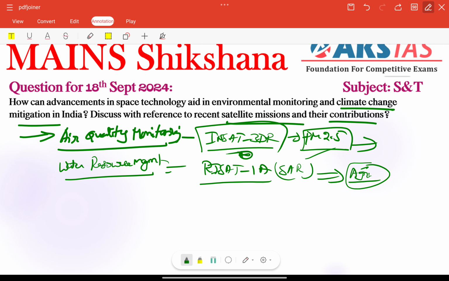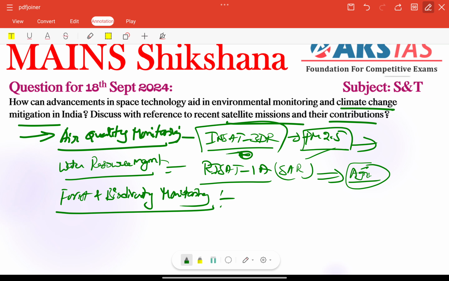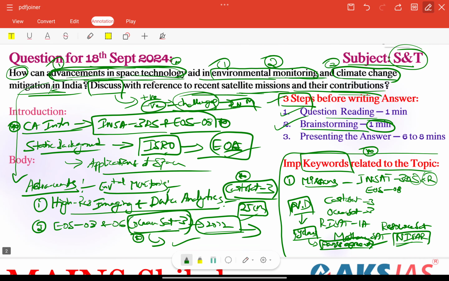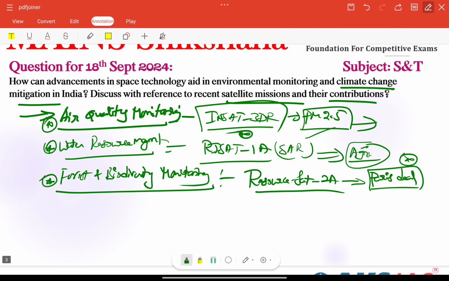Next we have forest and biodiversity monitoring. That is also very important here regarding our climate change applications, right? Here we have Resourcesat 2A, which monitors our forest cover and tracks deforestation. It is helping India meet its target under the Paris climate agreement, right? That also needs to be connected here. We are connecting each and every point regarding climate change, earlier regarding environmental monitoring, right? So these two are different segments, right?